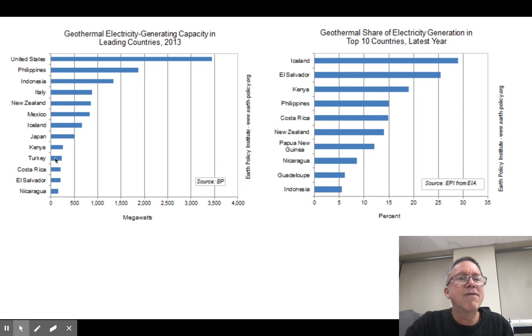Now, what do all these have in common? They're all on plate boundaries, right? They're all in places where you have subduction and you have melting and you have magma bodies near the surface. Every single one of these is on a plate boundary of some kind.